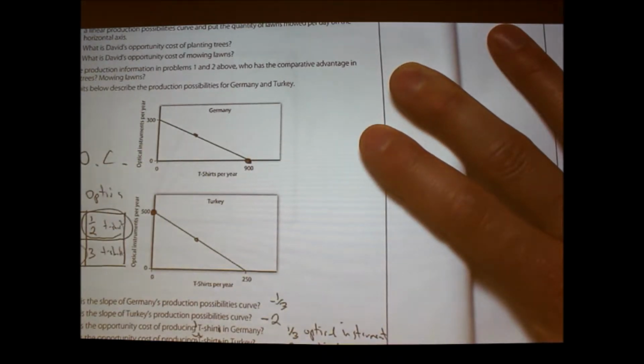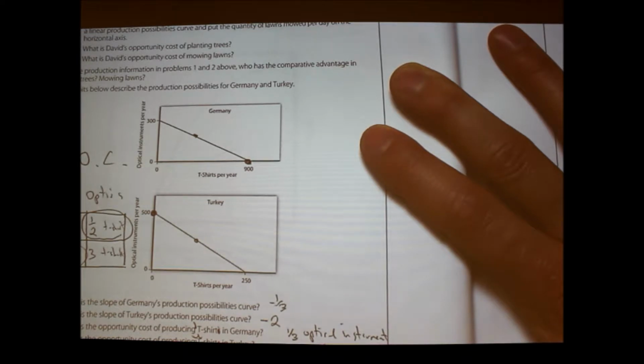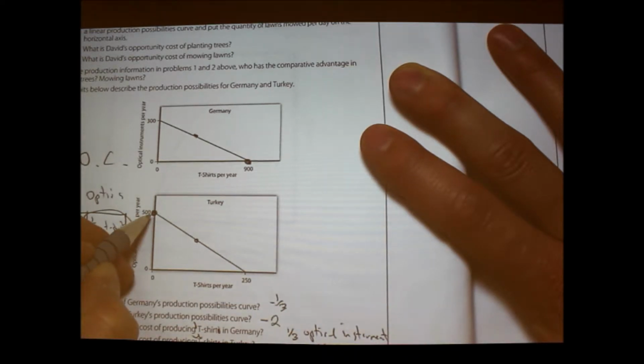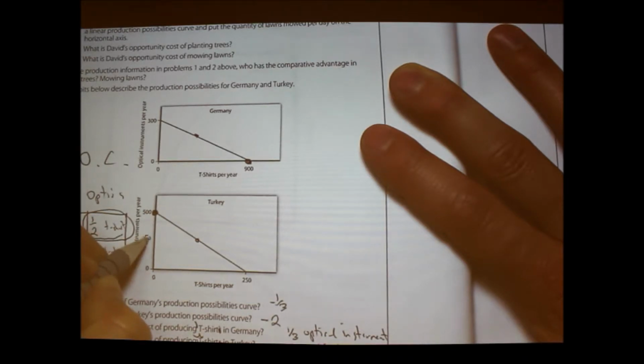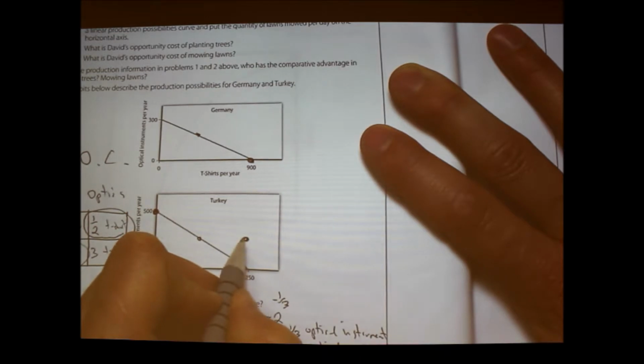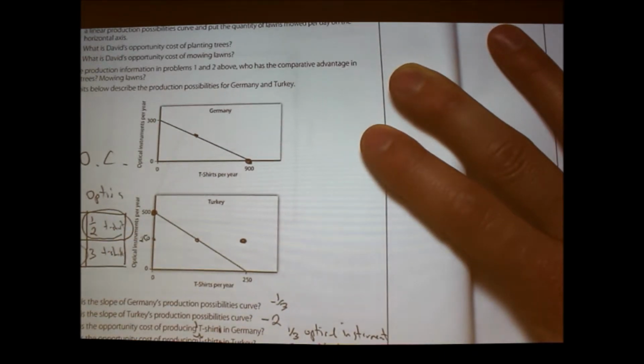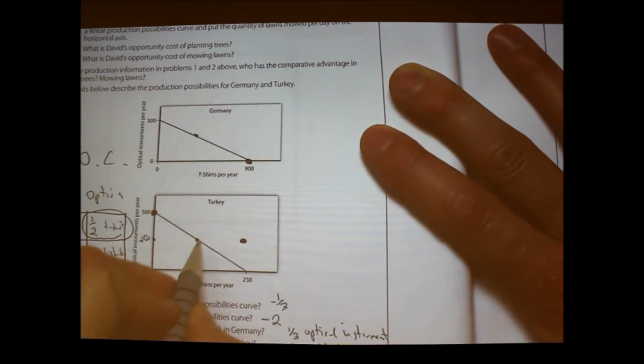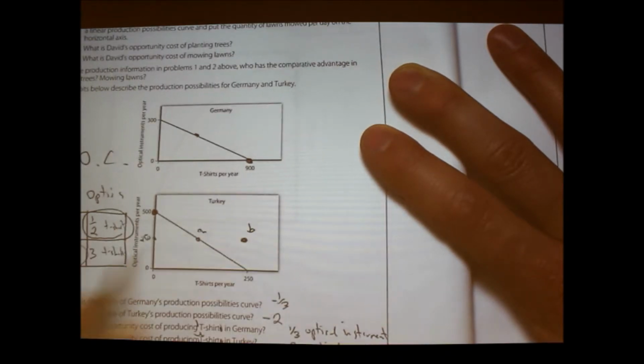Now, they could trade. We don't know exactly what bargain they would strike. But if they traded 1 for 1, they would be better off, right? Because Turkey could give Germany 250 optical instruments and get 250 t-shirts in return, right? And they would go from point A to point B.